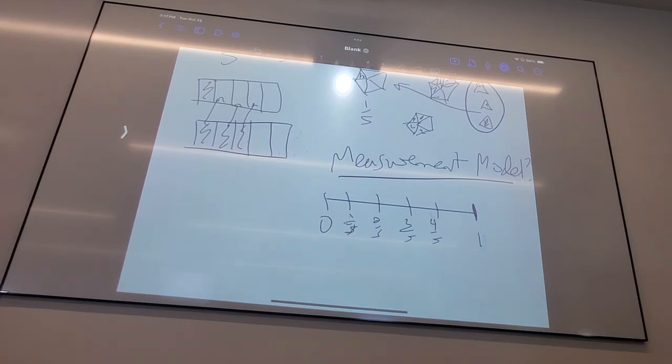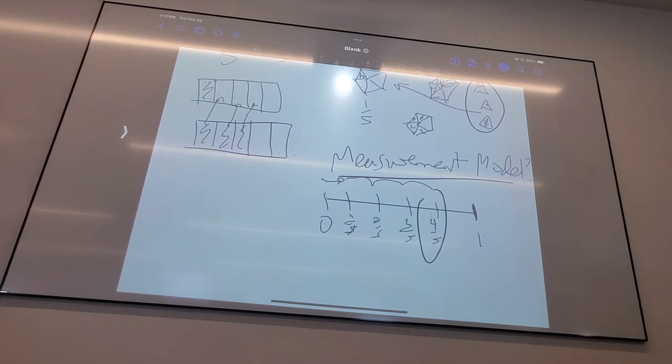So then how do I represent 1/5 plus 3/5? Start at 1/5. Same way we did 1 plus 2 back in the day, right? 1/5 plus 3/5 is 4/5. So, okay. So measurement model's kind of nice. We talked last time about how you can break up 0 to 1 into parts. Okay, I like it.